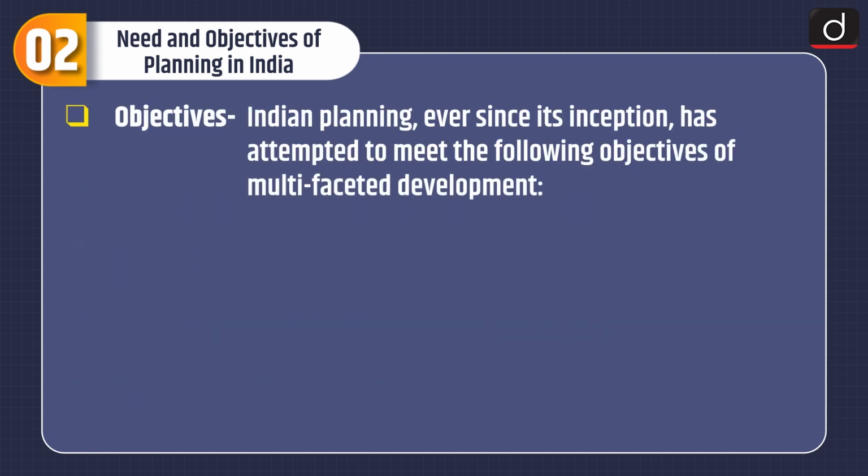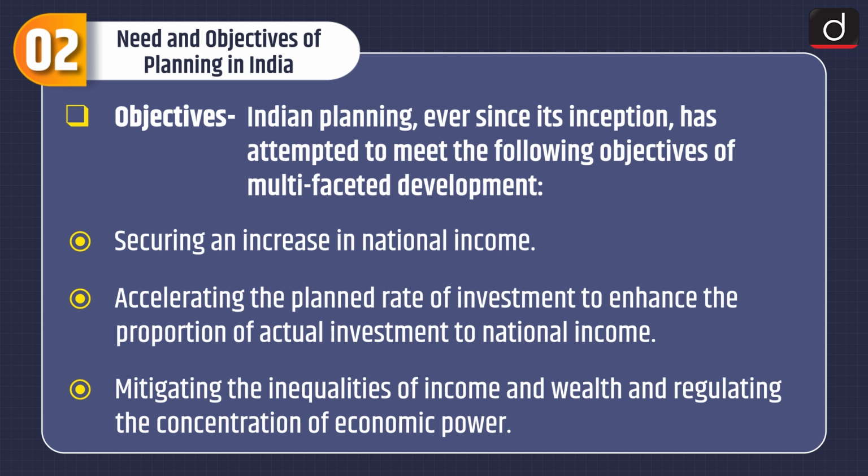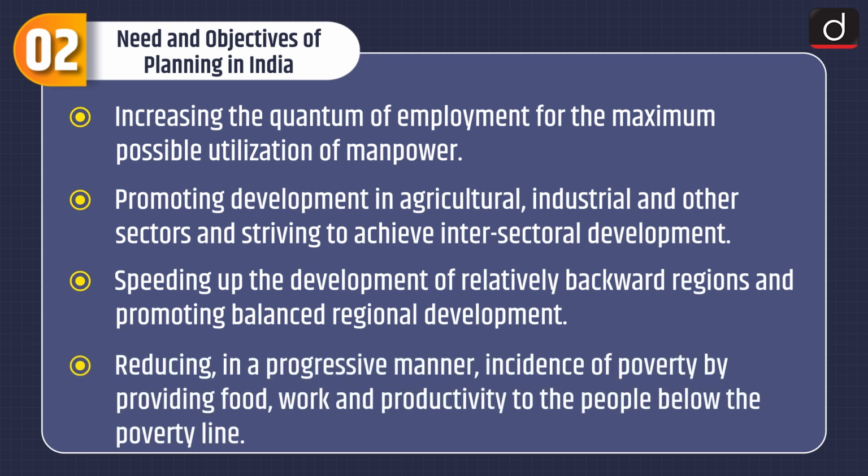And objectives. Indian planning ever since its inception has attempted to meet the following objectives of multifaceted development: securing an increase in national income, accelerating the planned rate of investment to enhance the proportion of actual investment to national income, mitigating the inequalities of income and wealth and regulating the concentration of economic power, increasing the quantum of employment for the maximum possible utilization of manpower, promoting development in agricultural, industrial, and other sectors and striving to achieve intersectoral development, speeding up the development of relatively backward regions and promoting balanced regional development, reducing in a progressive manner the incidence of poverty by providing food, work, and productivity to the people below the poverty line.